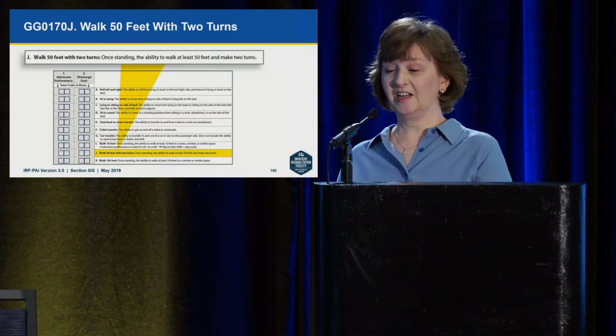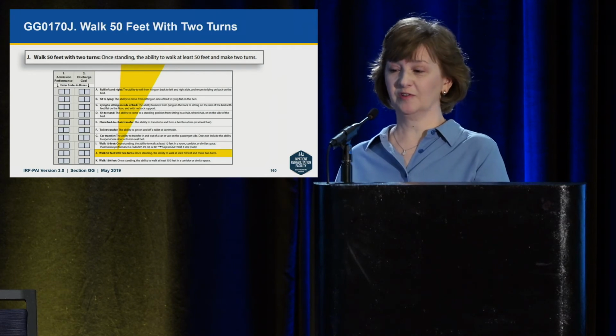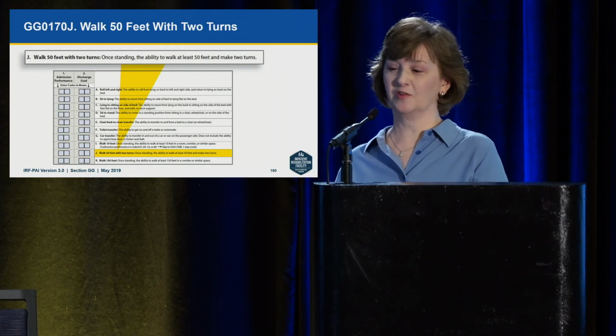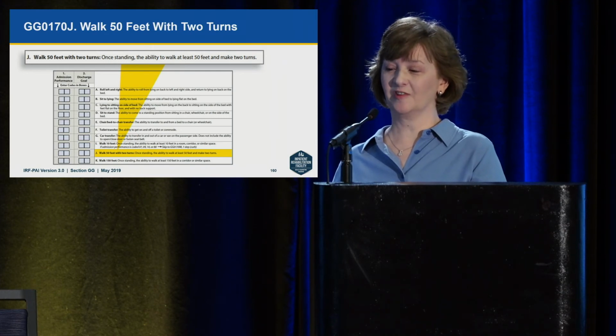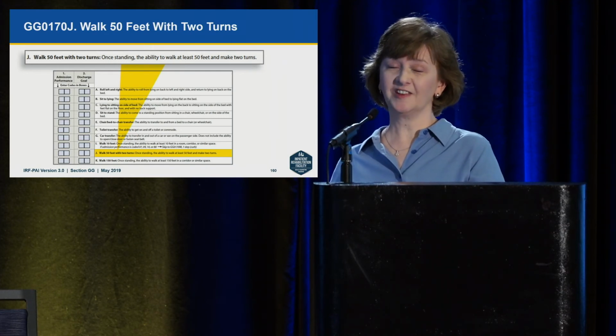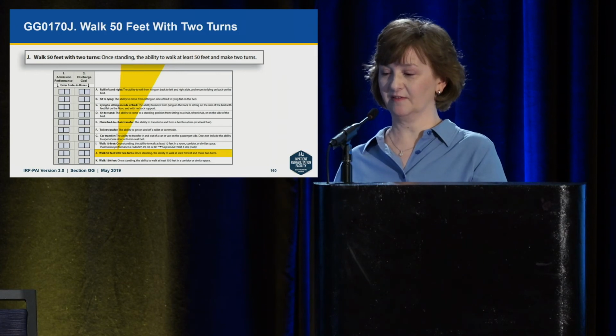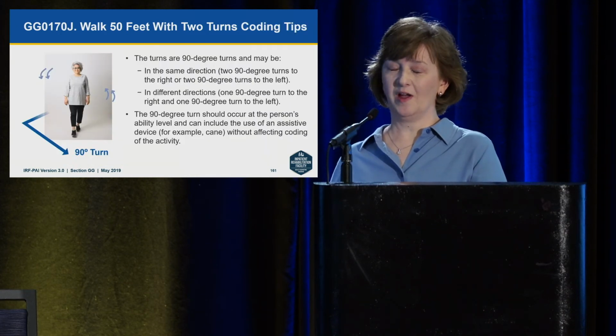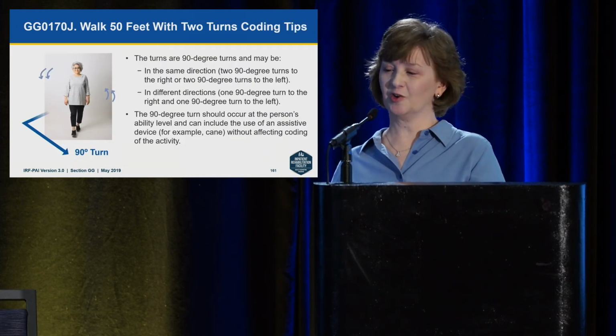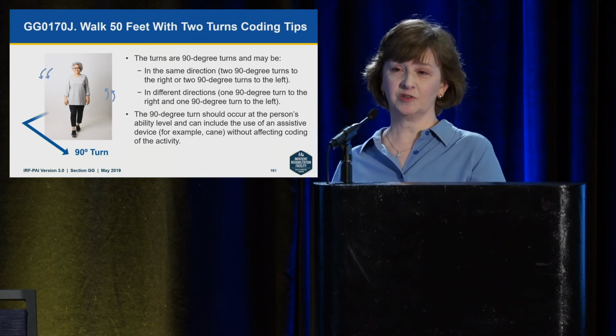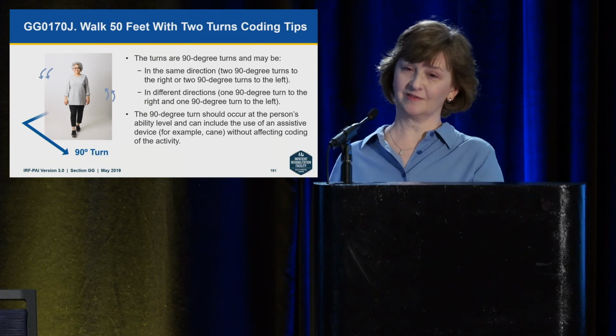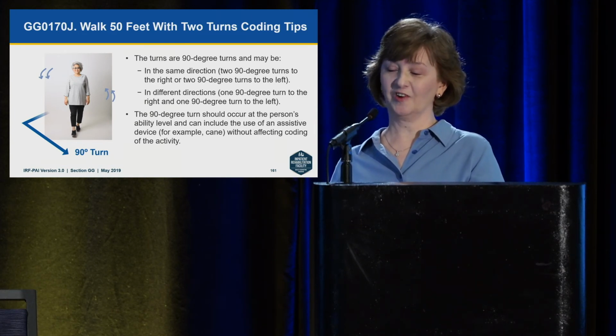The next activity is walk 50 feet with 2 turns, which refers to the person starting in the standing position and refers to the ability to walk at least 50 feet and make 2 turns. If you have a question about what a turn is, it's defined as a 90-degree turn. The two turns could be in the same direction, let's say 2 turns to the left or 2 turns to the right.